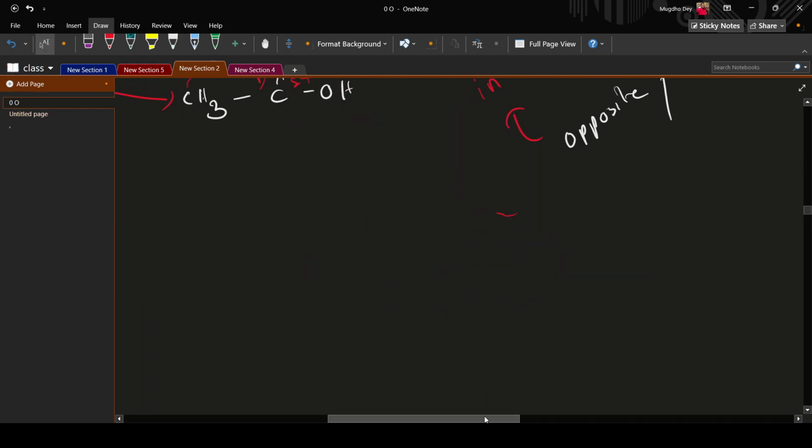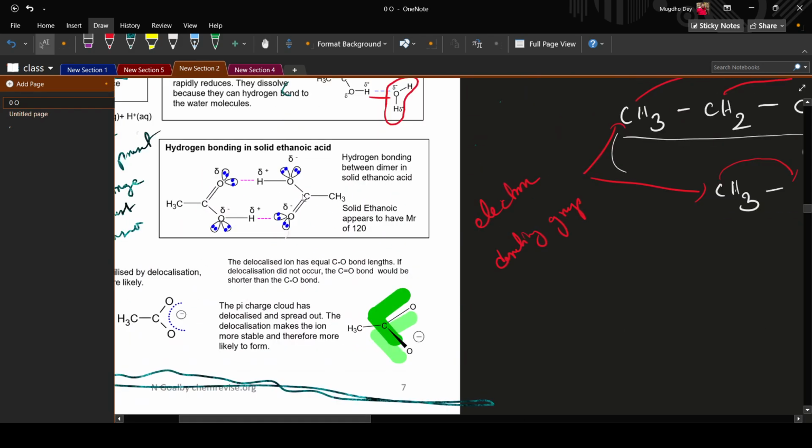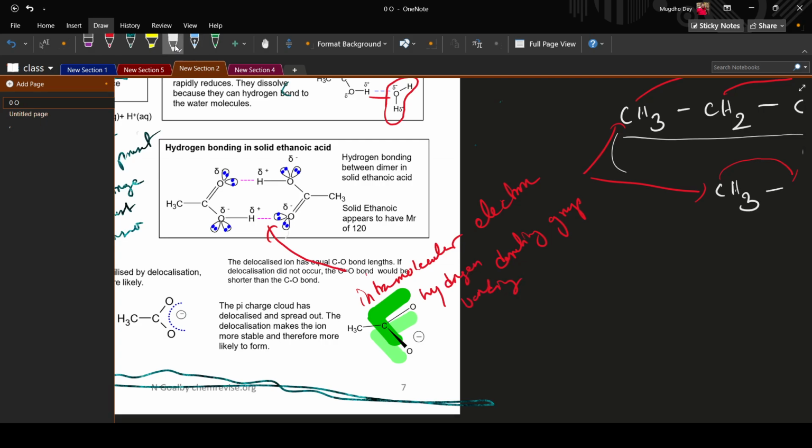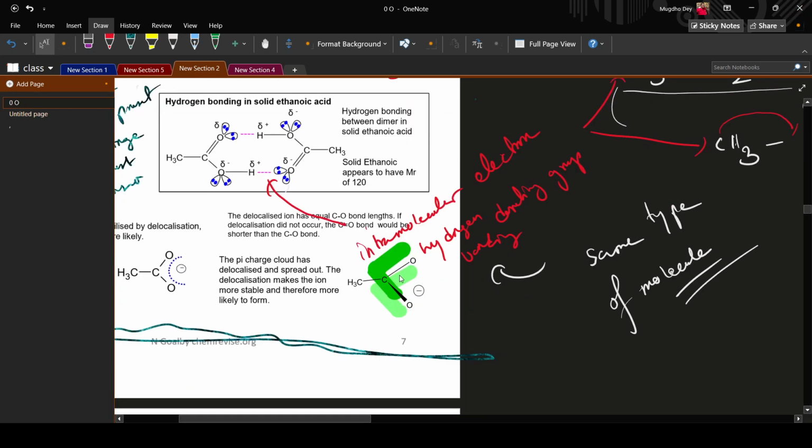And again, there is another type of bonding which is present between molecules of the same type. For example, this one down here. As you can clearly see, the hydrogen bonding which is attaching two same ethanoic acid molecules is an example of what? Intermolecular hydrogen bonding, which of course means between the same type of molecule. Okay, so I hope you understood.